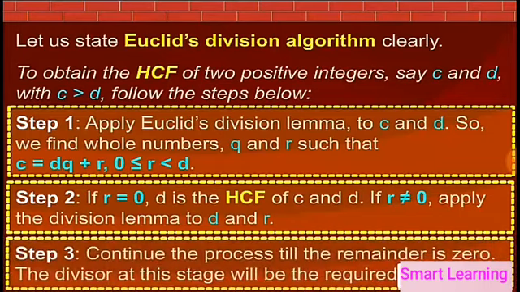Step 3. Continue the process till the remainder is 0. When the remainder becomes 0, divisor at this stage will be the required HCF.